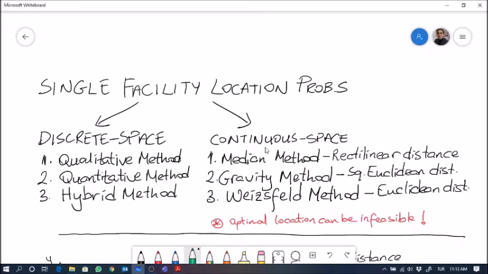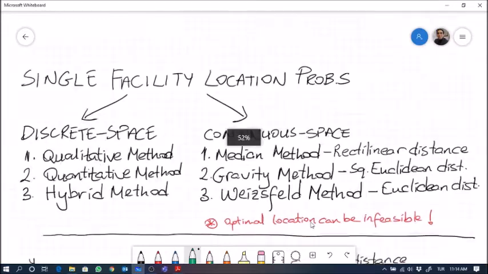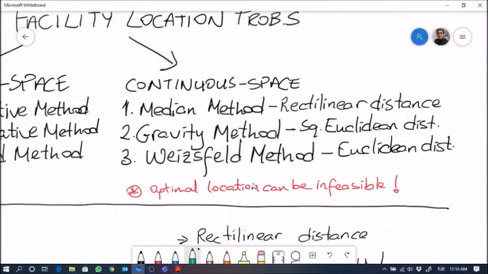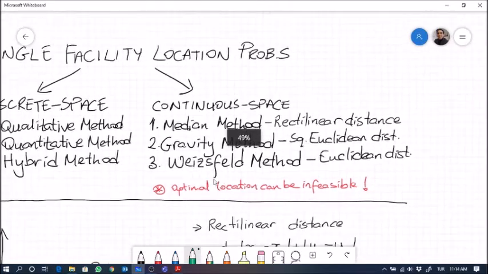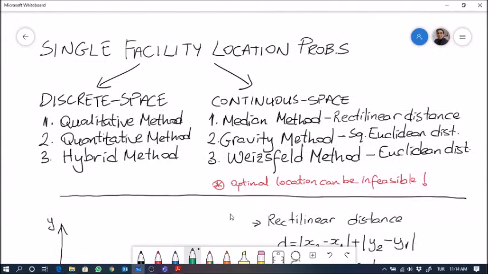Remember, for the continuous space facility location problems, we have a certain geographical area, and within this geographical area, the number of alternative locations might be infinite. So if we have an infinite set of alternatives, sometimes our optimal location can be infeasible. When the optimal location is infeasible, we need to apply the contour line technique.